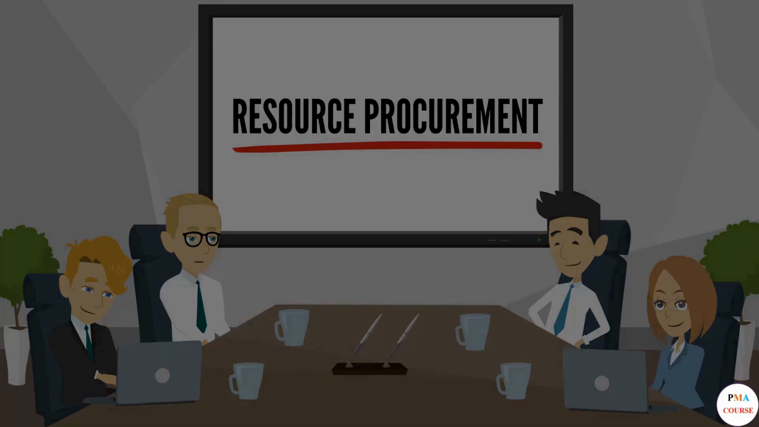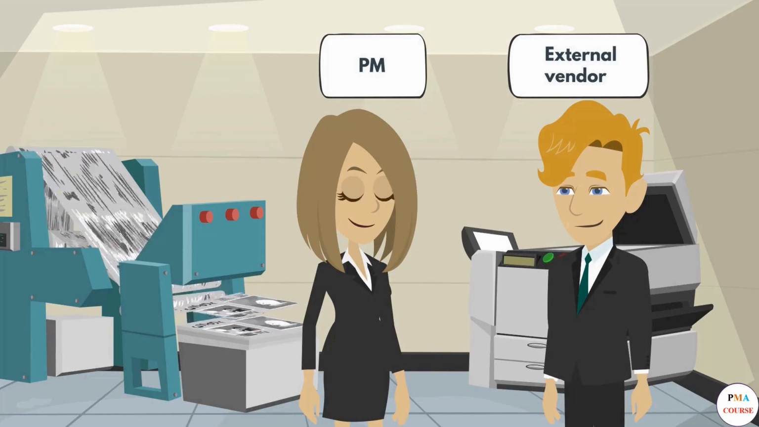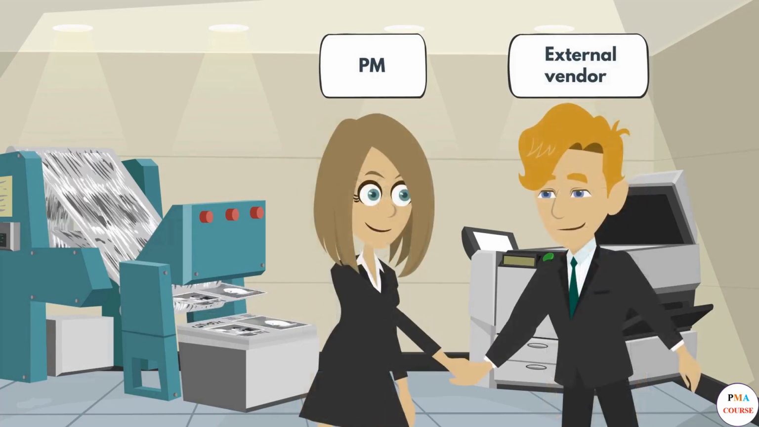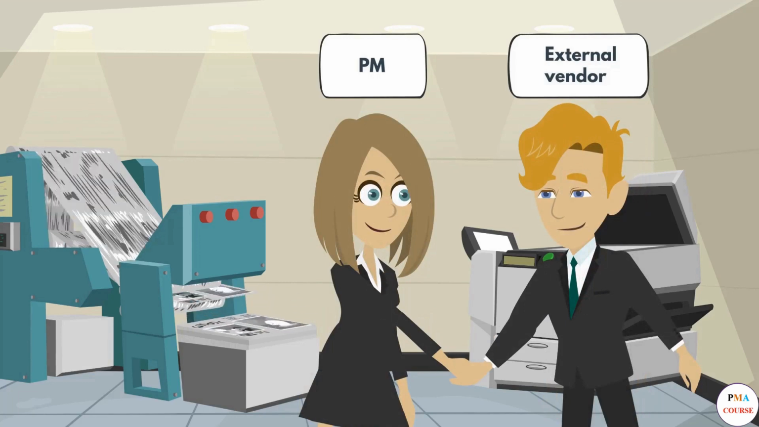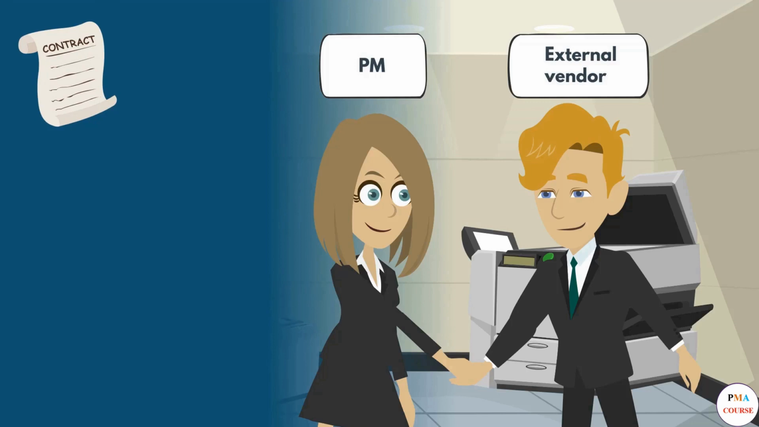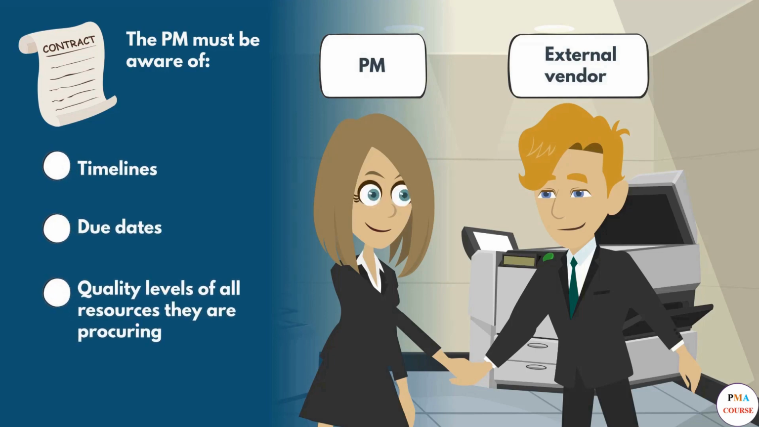It's often the case that an organization will not have the required resources that a project needs. Therefore, the project manager here has the responsibility to procure what they need externally. By this point, they should be very familiar with the details of the contract in order to properly assess the costs and the risks of any transaction. They must be aware of timelines, due dates, and quality levels of all resources they are procuring.